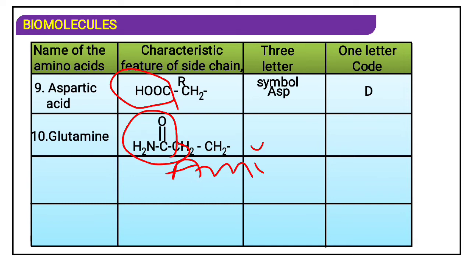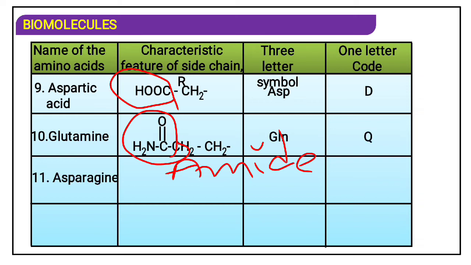Which functional group? Amide. Keep it in mind. One of the possible questions they will ask is: which of the following amino acids contains an amide functional group? Glutamine has an amide functional group. Why? If they ask, in it there is a presence of C double bond O, and NH2 is another functional group.